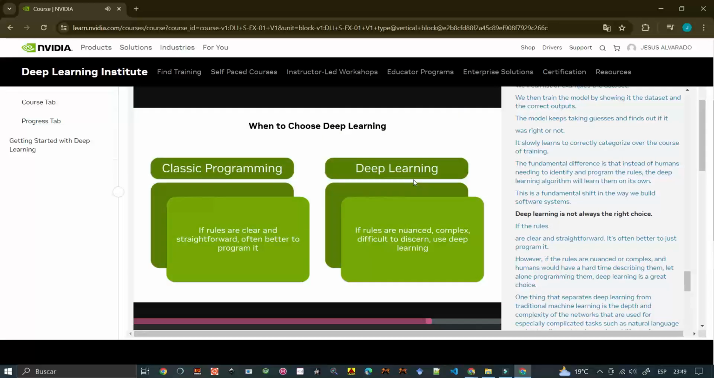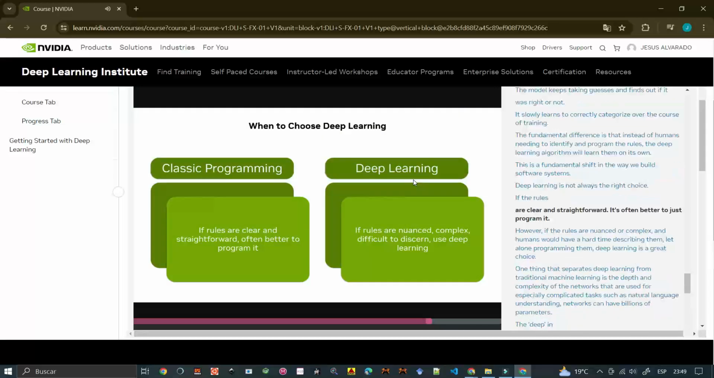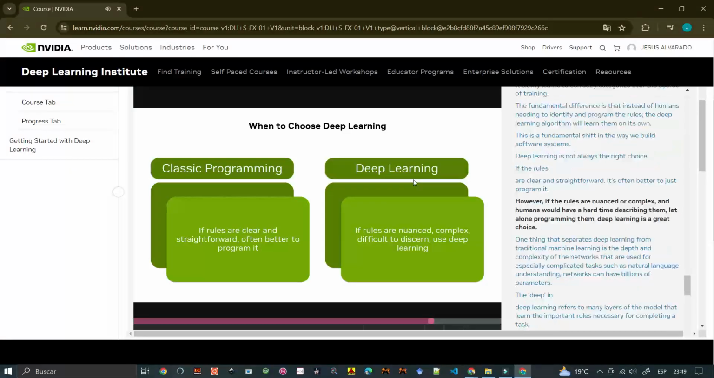Deep learning is not always the right choice. If the rules are clear and straightforward, it's often better to just program it. However, if the rules are nuanced or complex, and humans would have a hard time describing them, let alone programming them, deep learning is a great choice.